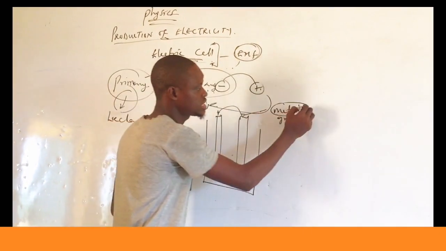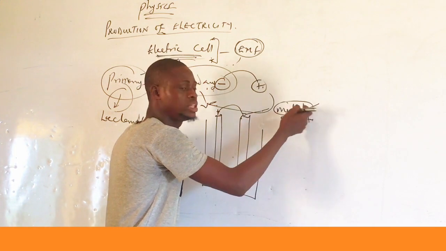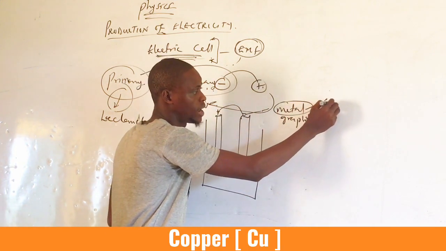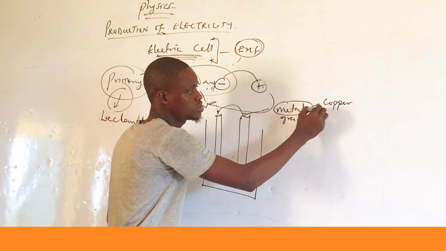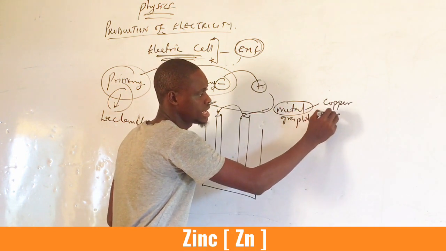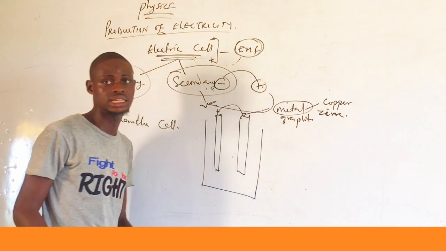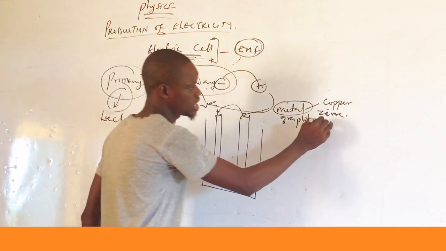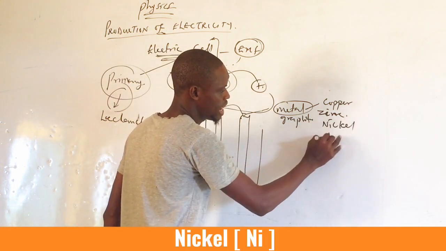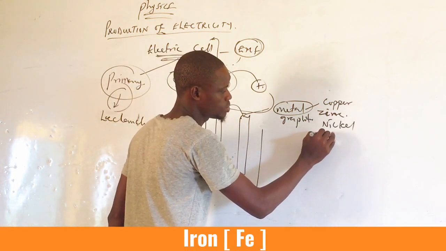In this case, we can use copper as an electrode, and you can also use zinc. Zinc or copper can be used as an electrode. We can also use nickel, and iron can also be used as an electrode.